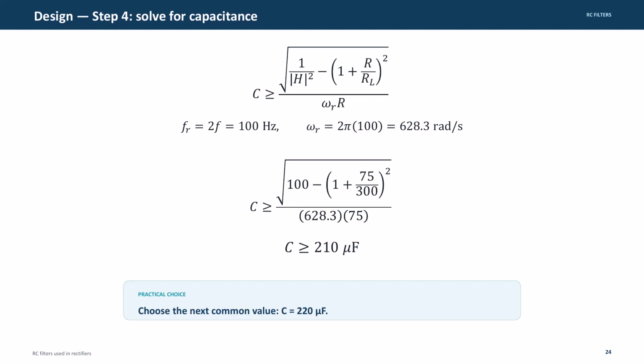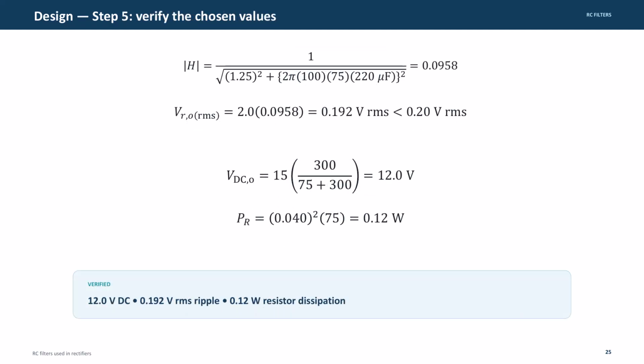Component selection should move upward to the next common value, so choose 220 microfarads. Selecting a larger standard value gives a small attenuation margin. Verification must use the selected standard values, not the unrounded minimum. With 75 ohms and 220 microfarads, the loaded transfer magnitude is 0.0958. The predicted output ripple is therefore 0.192 volt RMS, which is below the 0.20 volt limit.